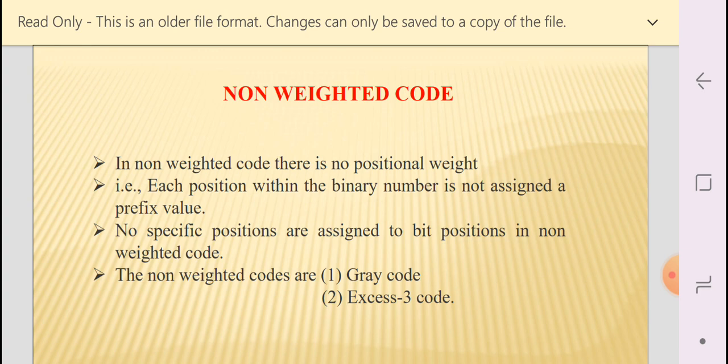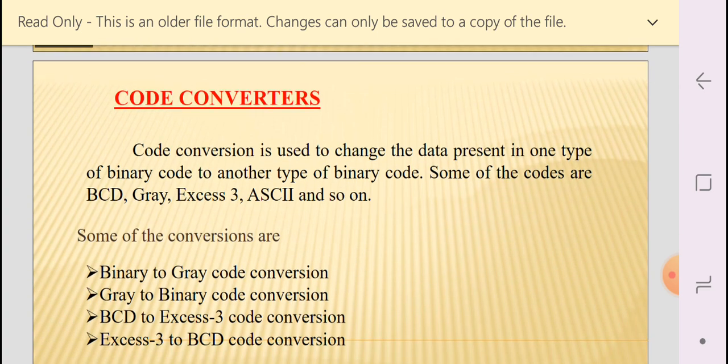And the two non-weighted codes are gray code and XS3 code. These are the examples of non-weighted code, that is gray code and XS3 code. Now you have to know what is gray code and what is XS3 code, right? Now go to the next slide.